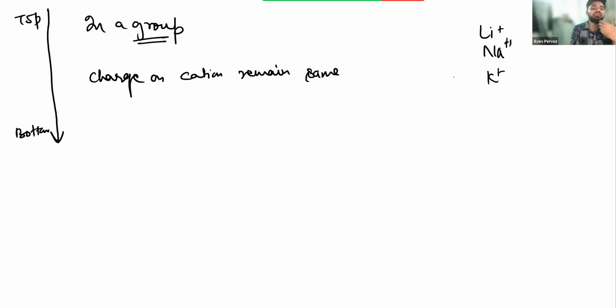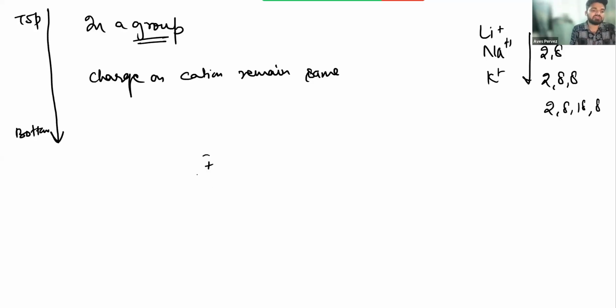If the size increases, we know that covalent character is favorable when the size is small. Moving from left to right, the size was decreasing, so more covalent character was there. But moving from top to bottom, because of an extra shell, the electronic configuration goes 2, then 2, 8, then 2, 8, 8, and then 2, 8, 18, 8. So the size of the atom is increasing, and if the size increases, there is less attraction power.